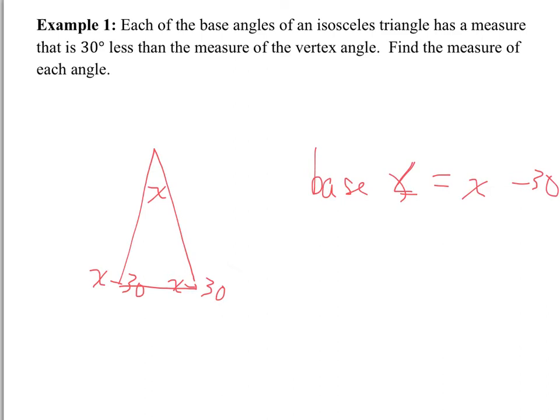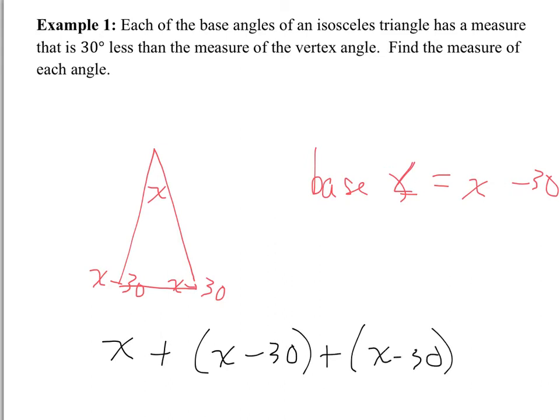Redeem yourself. Ben, what do the angles of a triangle add up to? 270. 180. 180, there it is. That's what I thought you were saying. Good. So we have x plus the quantity x minus 30 plus the quantity x minus 30 equals 180. That's our setup. What do we do now? Anybody? What do we do?